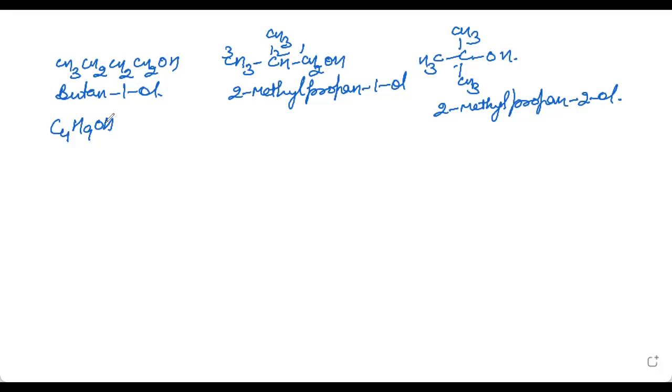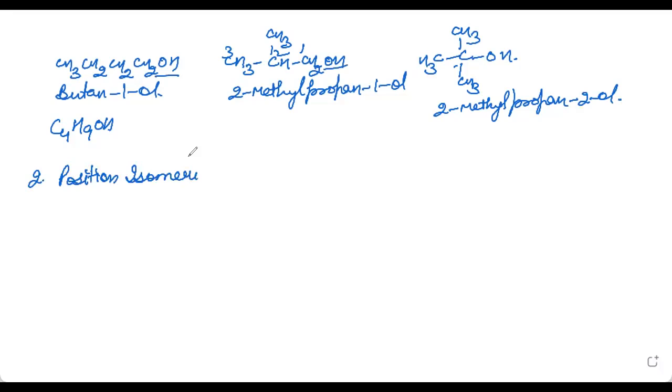C4H9OH for all the three. Okay. So now again here, the carbon length is different. Although all are alcohols, they have the same molecular formula. The functional group is the same. Everything is the same, but the length of the carbon chain is different. Okay, then let us move to the second type, which we are going to discuss here in this video. It is position isomerism.